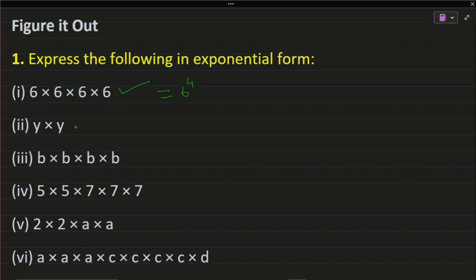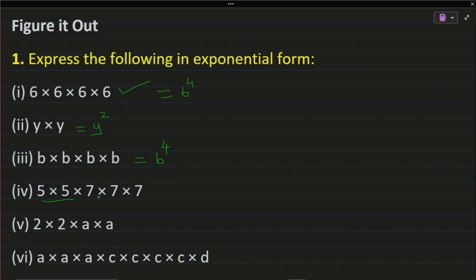Now the next one, y into y. Here we have to express the answer in exponential form. So the same y will come first, then the power: 2 times it is repeating, so the power is 2. Here b is a repeating number, so b is the base. How many times is it repeating? 4 times, so the power will be 4.